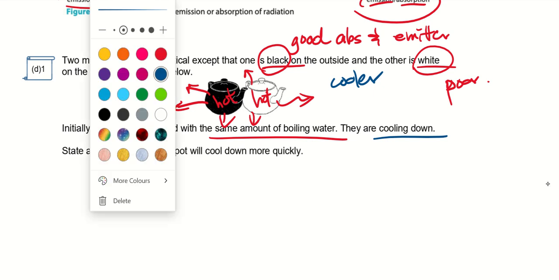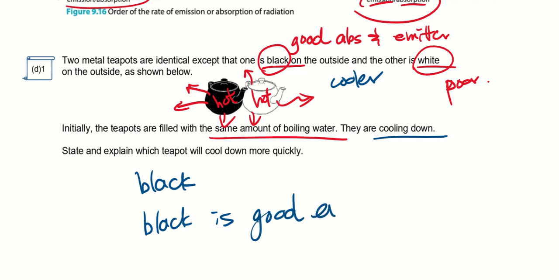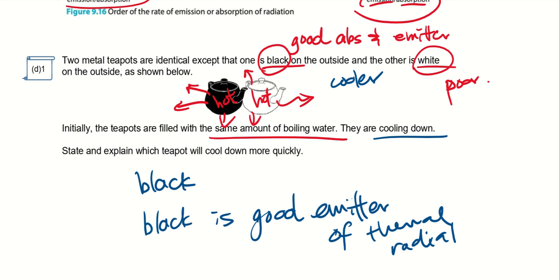Now, which teapot will cool down more quickly? The black one, because black teapot is a good emitter of thermal radiation. You cannot talk about absorption here. If you talk about absorption, marks will be deducted.